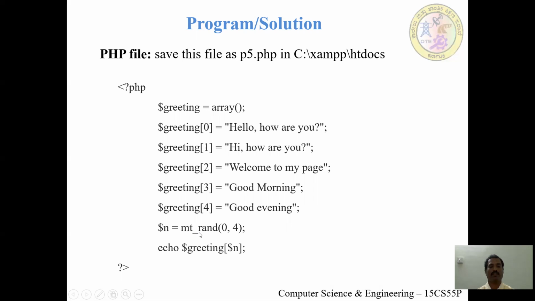Then I have used a function called empty_rand which takes the value from 0 to 4 and randomly chosen greeting. This will choose it for us. Okay, and stores that in the variable n. So whatever is in n, the echo statement will display. So it keeps displaying a randomly chosen greeting every time. Fine. So after creation of this script, save it as p5.php in the C drive, XAMPP and htdocs folder.